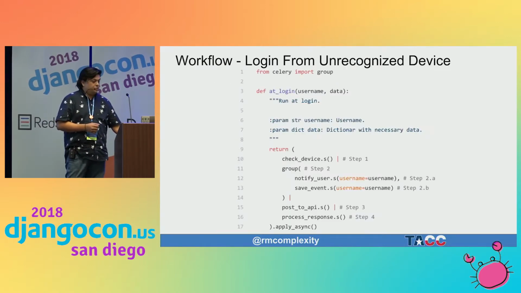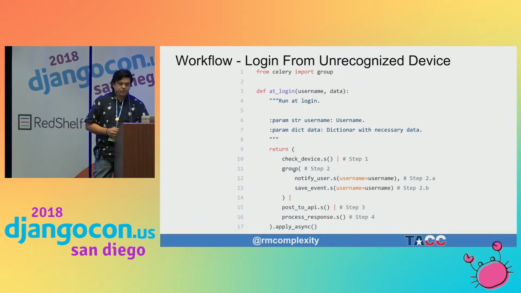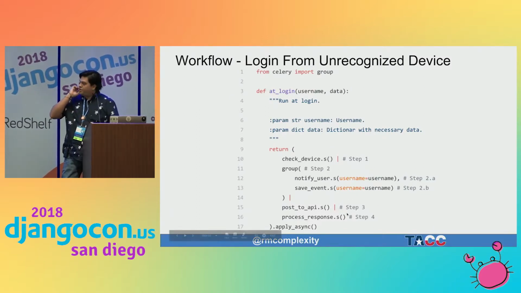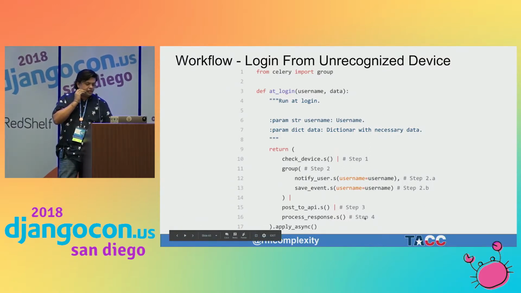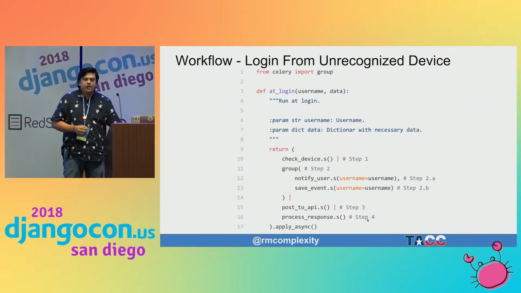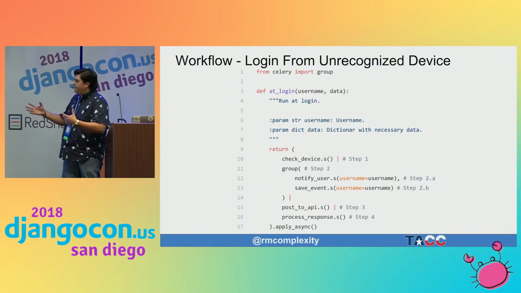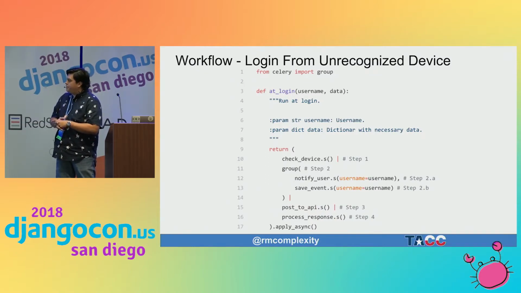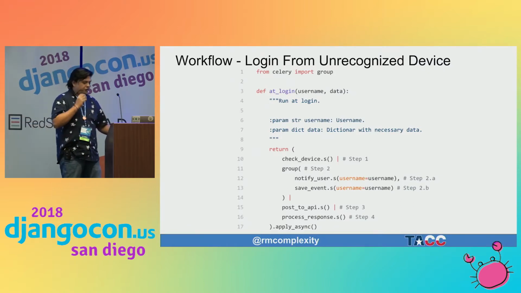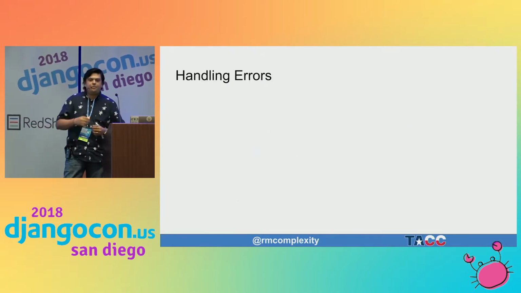So first, as we can see here, we have our step 1. Then we have this step 2, which is the group that we're running in parallel. Then we have our step 3, where we're posting to our third-party API, and then we're post-processing the result from this external API. Now, this is only a very simple example with no errors, and we're assuming that everything is perfect in the world, which it is not. So let's try and figure out how we can handle errors.